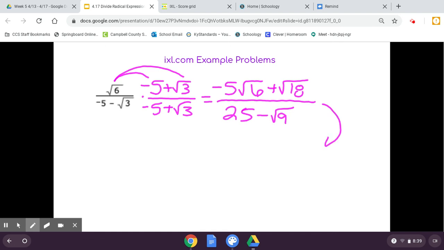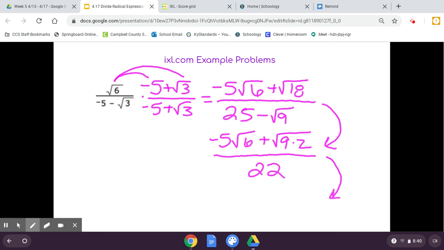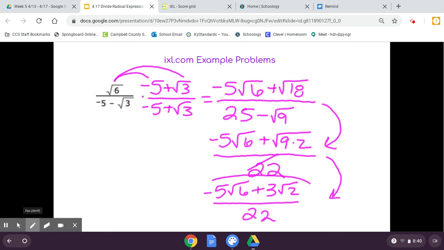All right. So from there, let's move down here. So now we have negative 5 square root of 6 plus the square root of 9 times 2. That's that 18 up there. And then 25 minus 3 is 22. Okay, we're almost done with this problem. So our next step here is to finish out this second radical on our numerator. So we have negative 5 radical 6 plus 3 radical 2 all over 22. And that's our final product there. Whew.